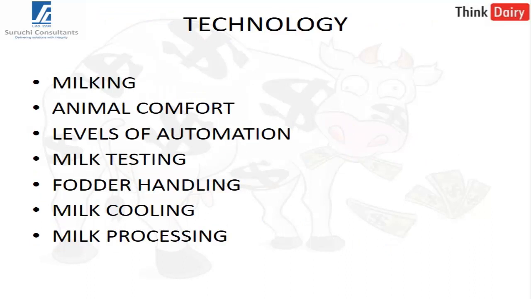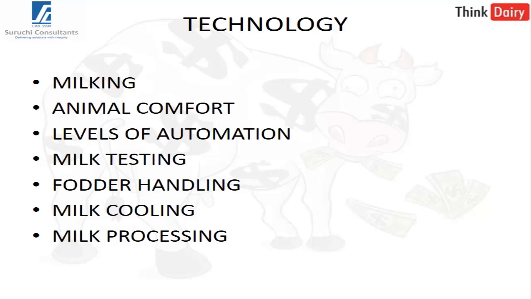Related to technology, helping you understand what are the technologies associated with milking of animals. When people say that our milk is not touched by hands, so what are those technologies? What are the technologies related to animal comfort? What are the levels of automation which you can gain in a dairy farm? All these things are cost centric, and you will have to take a conscious call on this, that okay, what do we require at this stage with this size of farm?